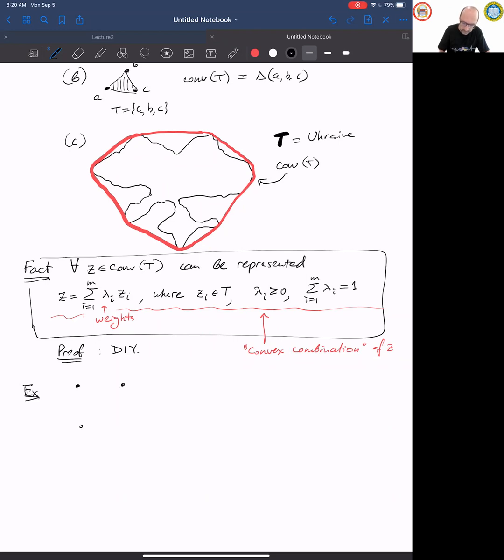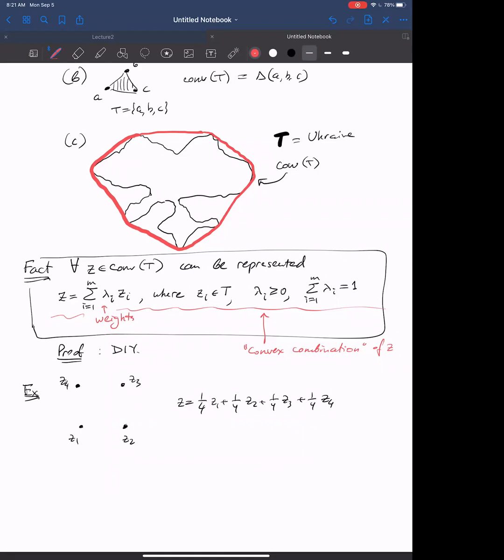Let's say you take 4 points: Z1, Z2, Z3, and Z4. And let's consider the convex combination with equal weights, like 1/4 Z1 plus 1/4 Z2 plus 1/4 Z3 plus 1/4 Z4. So if all of these weights lambda, if we choose them the same, well, then guess what happens? Where will the Z be then? In the center. In the center, exactly. Just in the center. They come with equal weights.